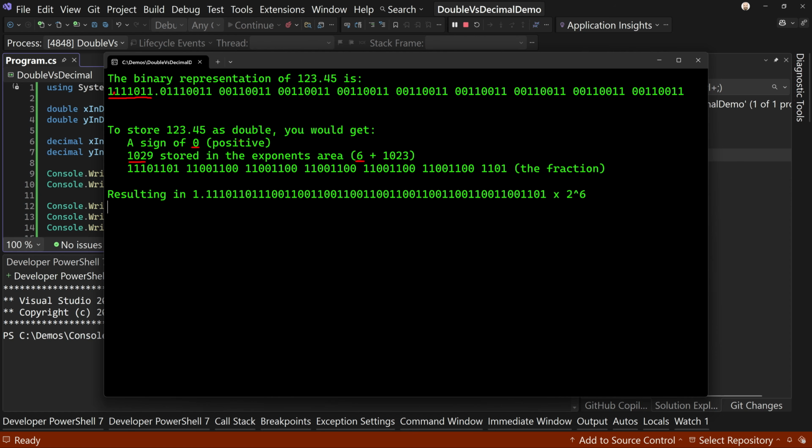Again, we're positive, so 0. And then the remaining actually starts from our decimal. So it starts right here and it goes this direction. Okay, so we're not going to go through the whole thing here, but that's our one dot. Again, that one is a bonus, and we have our remainder. We multiply that by 2 to the 6th power, and that gives us back our number, or close to our number, for that double value. Okay, so this is how decimal versus double stores the information in binary.